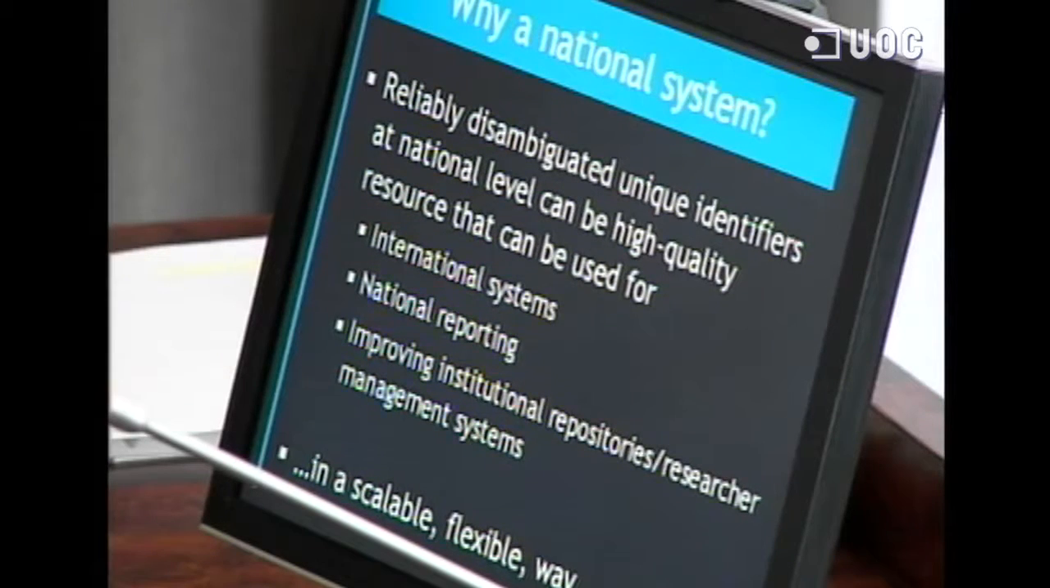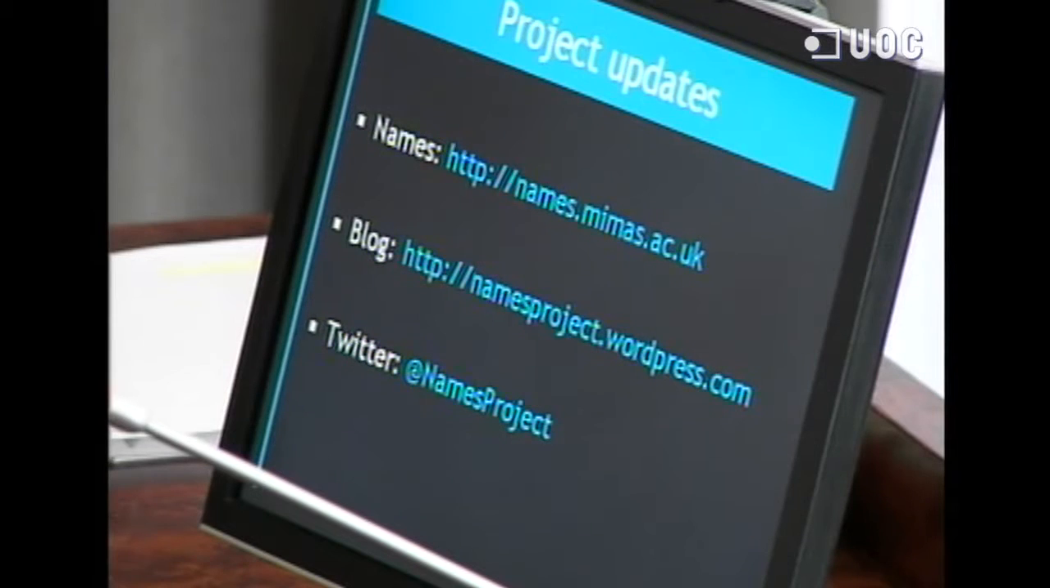So just to summarise then why I think a national system is important. It could be a high quality resource that can be reused in other systems, international ones, national reporting, and within local institutions to improve institutional repositories and researcher information systems in a flexible and scalable way. And that's where Names lives. So if you've got any questions, I'd be happy to take them.